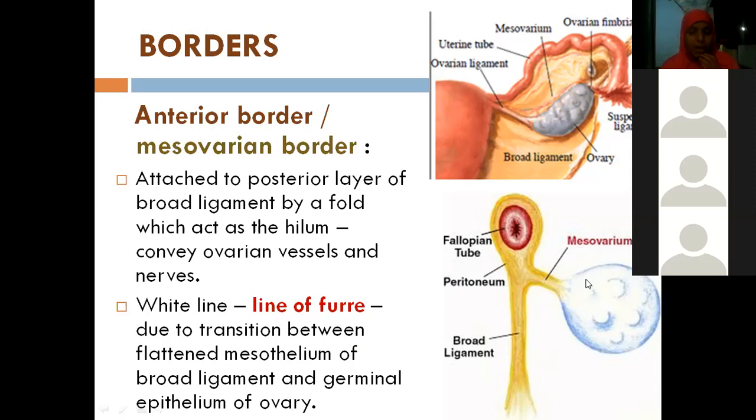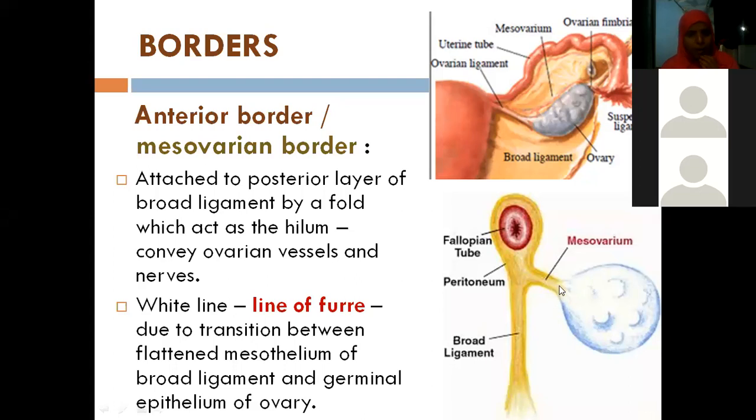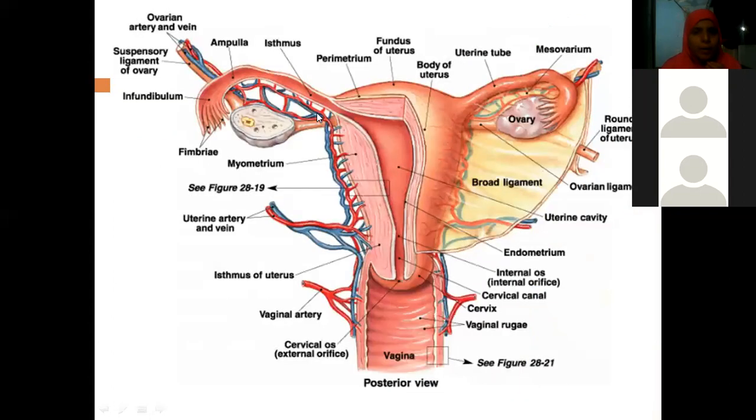I said germinal epithelium, cuboidal cells, whereas in peritoneum we have flat cells. That means at this entry point in the anterior border, you will see a transition, a change of epithelium. Here you will have flat cells and here you will have cuboidal. So that is this transition zone that we call the white line, which corresponds to the anterior border of the ovary.